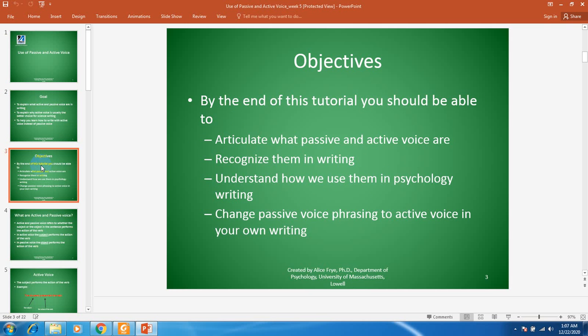Objectives. Why we study active voice and passive voice. By the end of this tutorial, you should be able to articulate what passive and active voice are, recognize them in writing, understand how we use them in psychology writing, and change passive voice phrasing to active voice in your own writing.